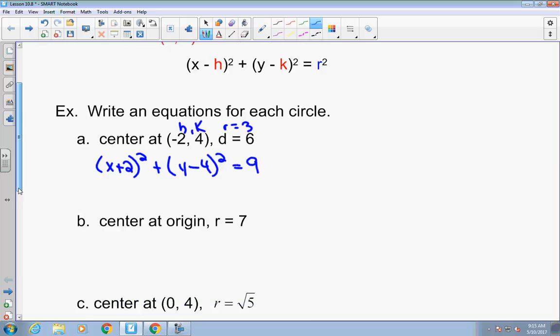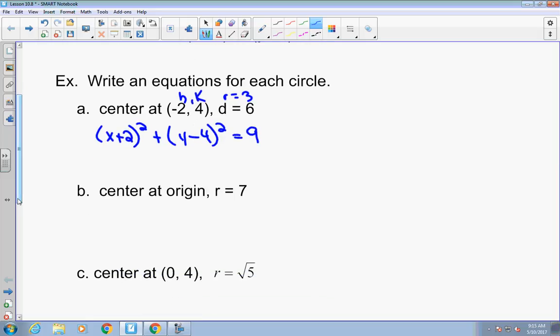All right, here's another one. This one has the center at the origin, and the radius is 7. Yes?